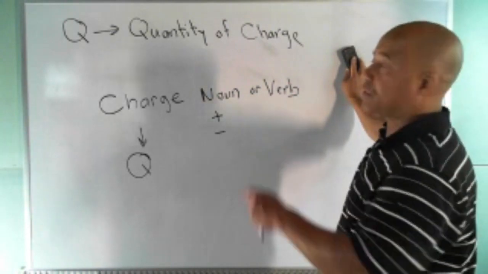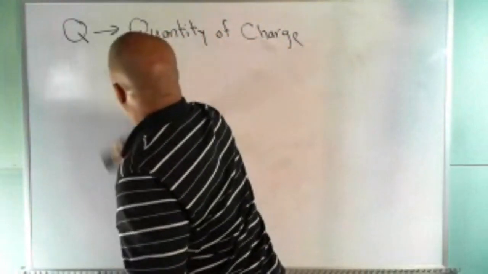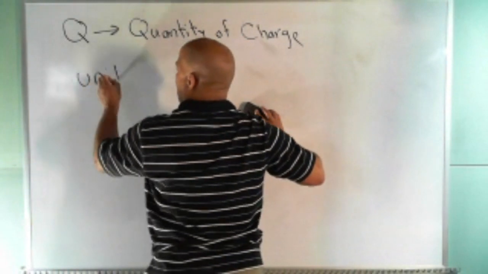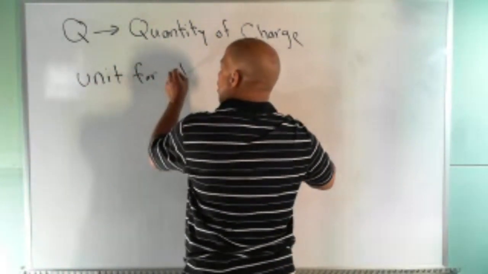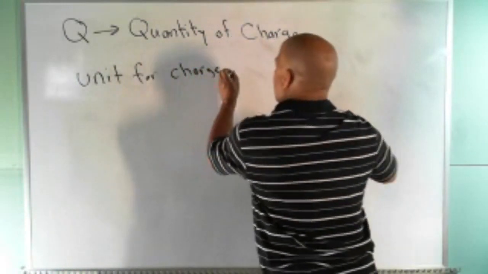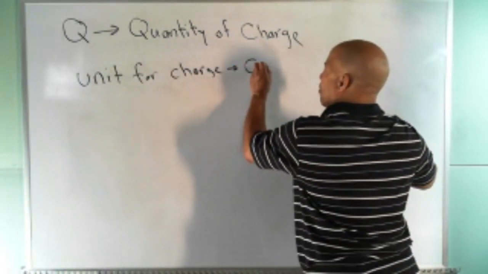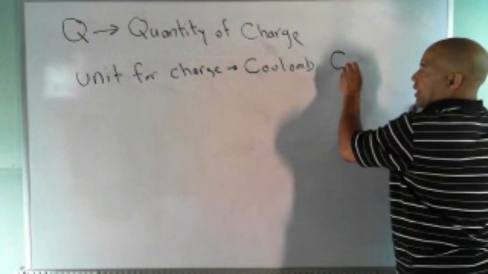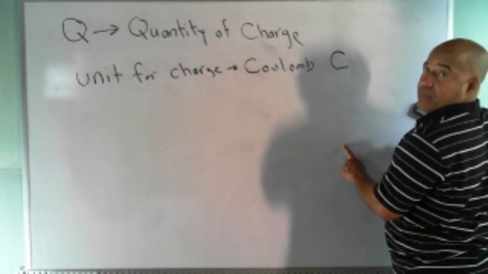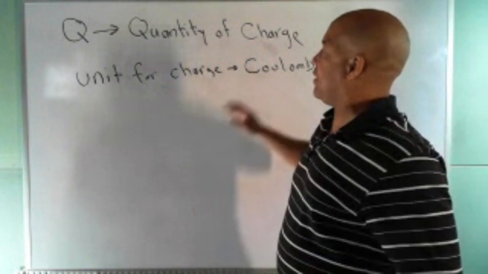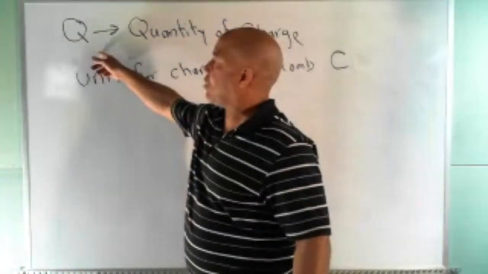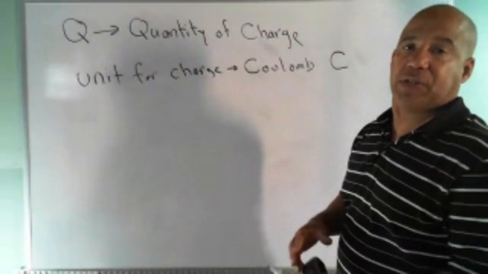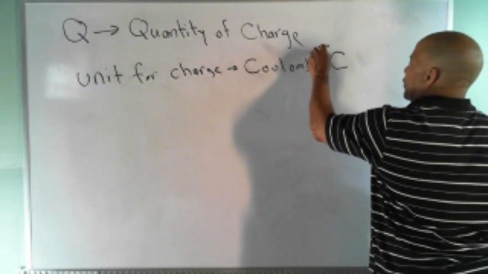So what's the unit for charge? The unit for charge is called the coulomb, and we use a capital letter C to represent that. Now, since some letters represent the quantity we're talking about and some letters represent the unit, the way I'm going to show something as a unit is by putting a bracket around it. So this is a unit.